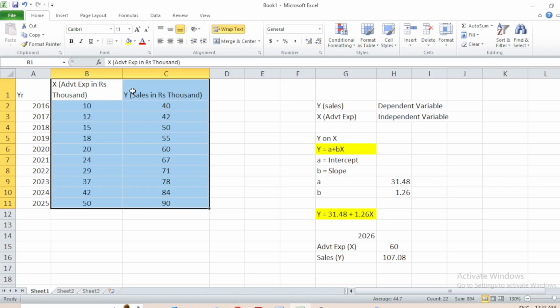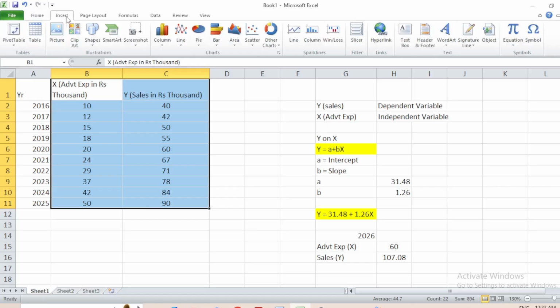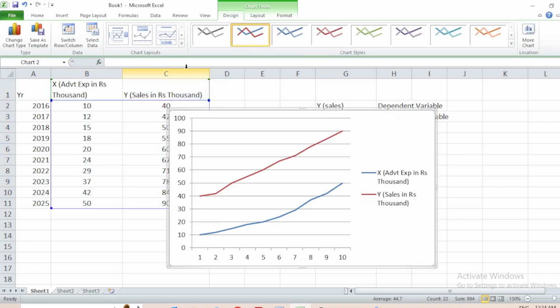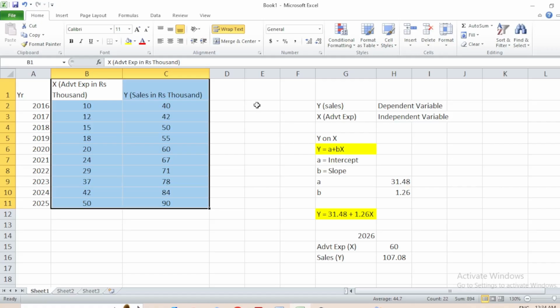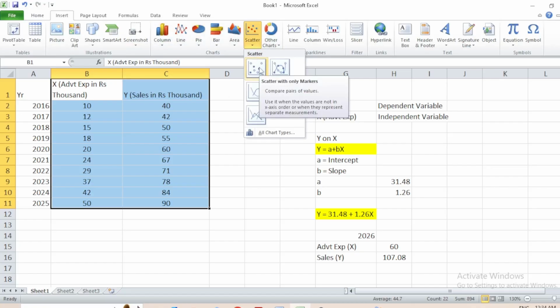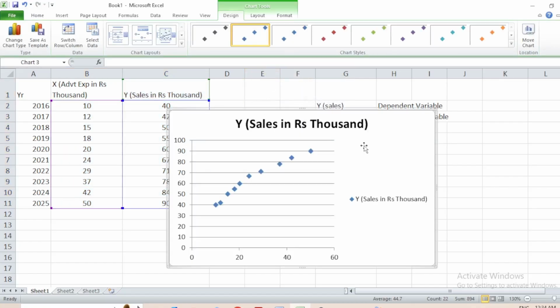So what you have to do is select the x and y variables. Remember, include the heading also. Go to the Insert tab in your Excel. Select this Insert tab. Go to the line chart and select the 2D line. Sorry, not line chart. Line chart would be used later on. Rather, we will go to Insert and use the scatter, and scatter is given.